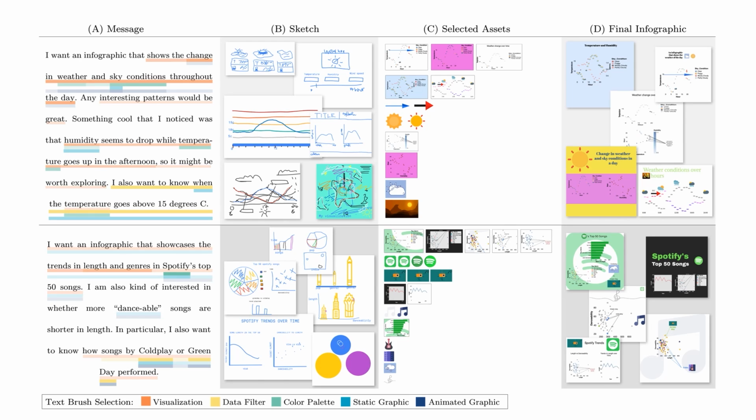Here are some results from the study. Message-wise, there were a couple of patterns that stood out regarding which message fragments participants used for each asset type. Some examples include longer, more thematic phrases for visualizations and shorter ones for graphics and color palettes. Across the participants for the two datasets, there were also some common motifs and assets used. For example, the sun in the first dataset and the Spotify logo in the second one.